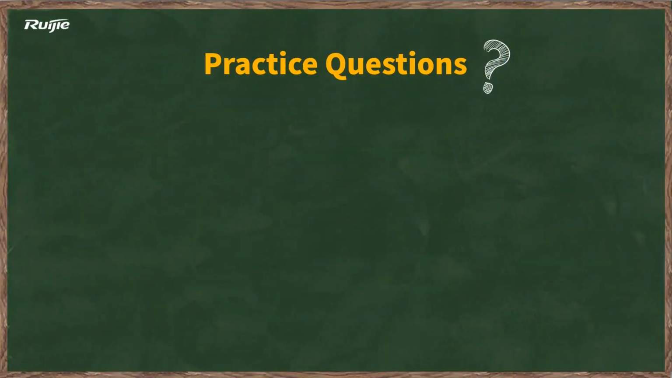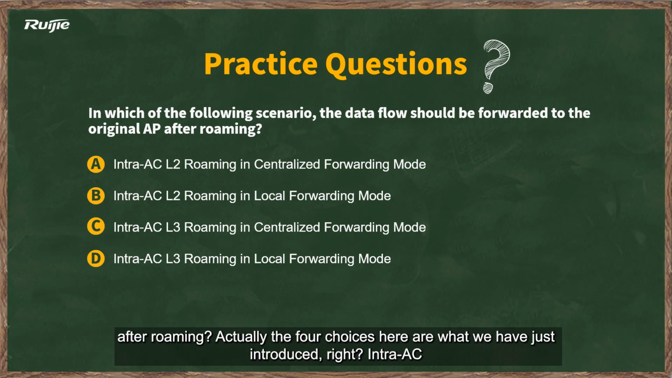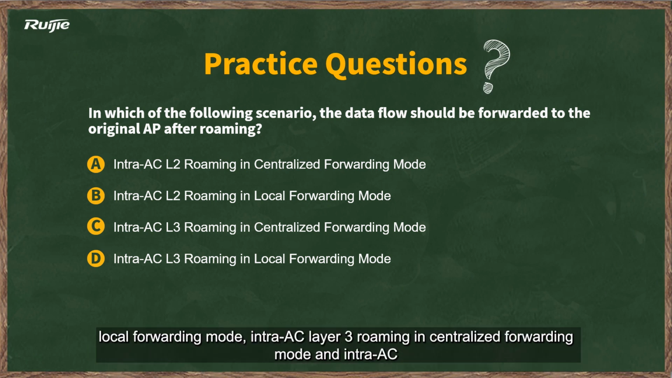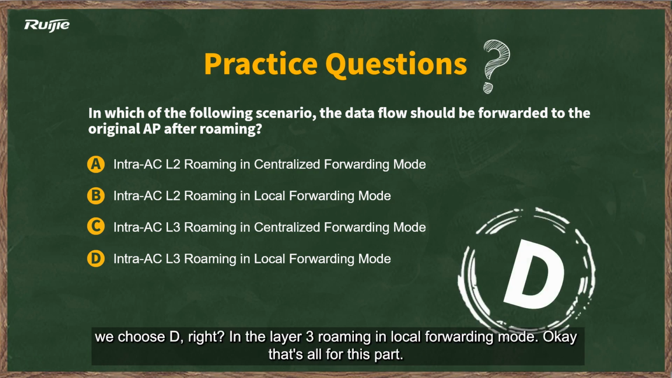Let's see a question. In which of the following scenarios should the data flow be forwarded to the original AP after roaming? The 4 choices here are what we have just introduced: A, intra-AC layer 2 roaming in centralized forwarding mode; B, intra-AC layer 2 roaming in local forwarding mode; C, intra-AC layer 3 roaming in centralized forwarding mode; and D, intra-AC layer 3 roaming in local forwarding mode. Which one do you think is true here? Here we choose D, layer 3 roaming in local forwarding mode. That's all for this part.